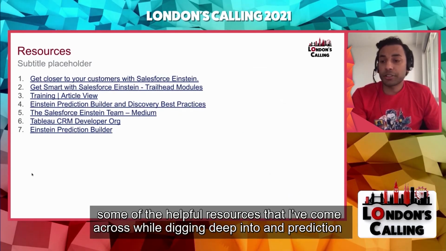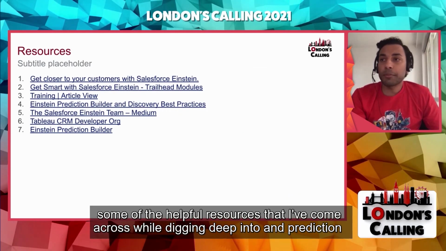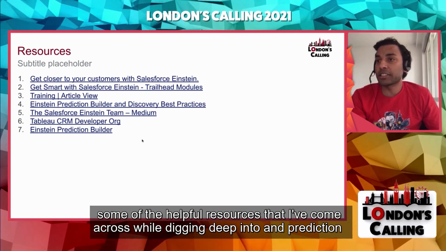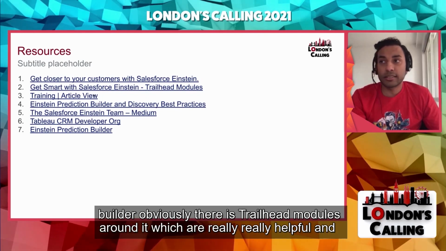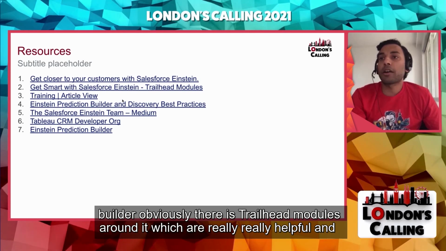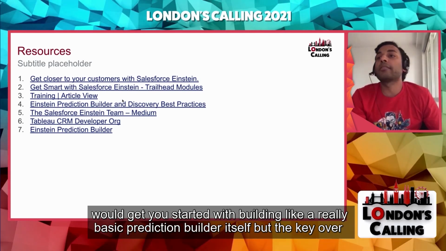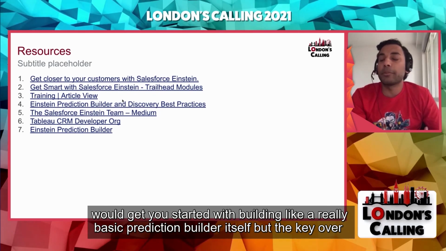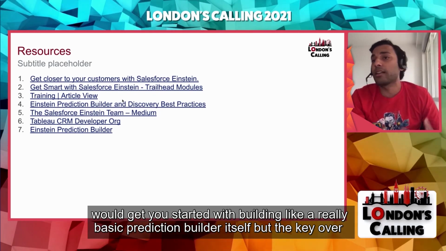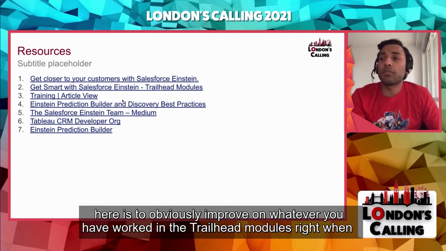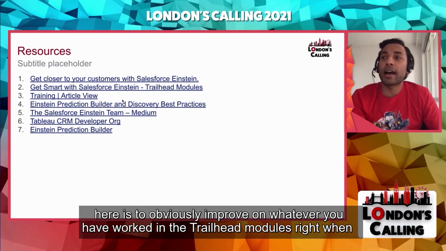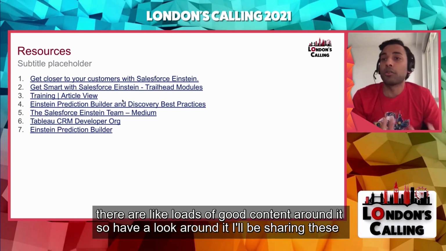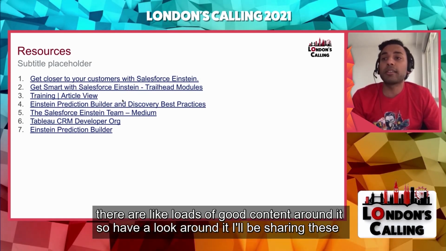Some helpful resources that I've come across while digging deep into Einstein Prediction Builder: there are Trailhead modules around it, which are really helpful and would get you started with building a really basic prediction builder. But the key is to improve on whatever you have worked on in the Trailhead modules, right? There is loads of good content around it, so have a look around.